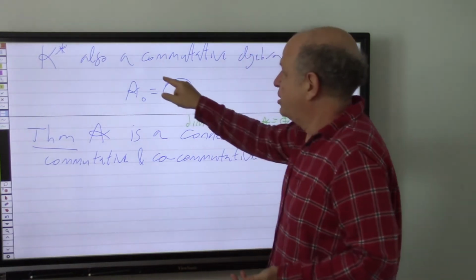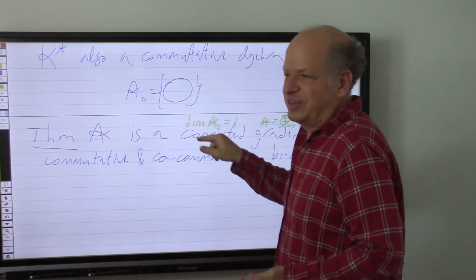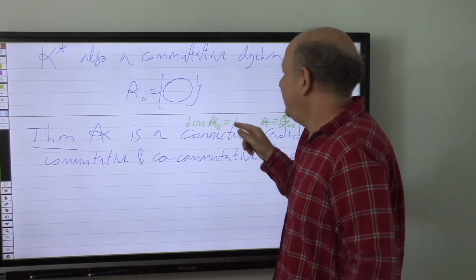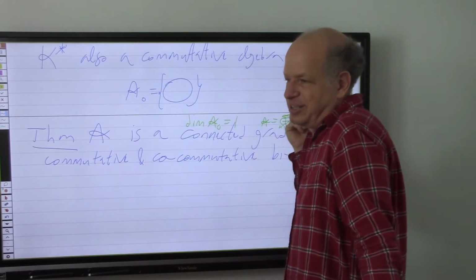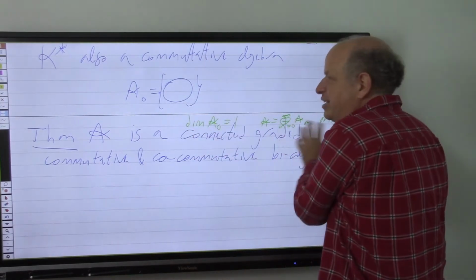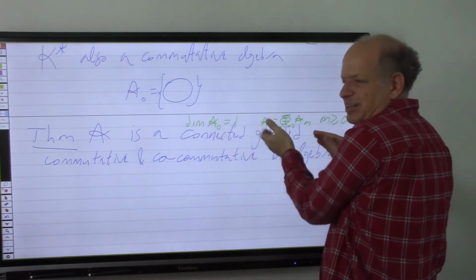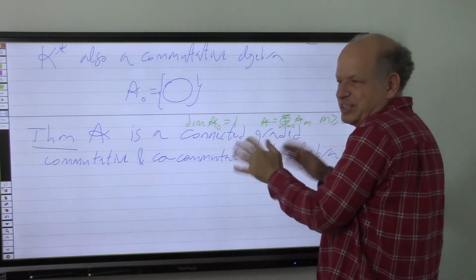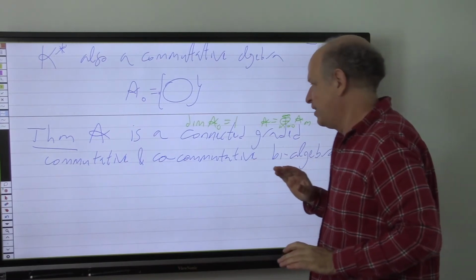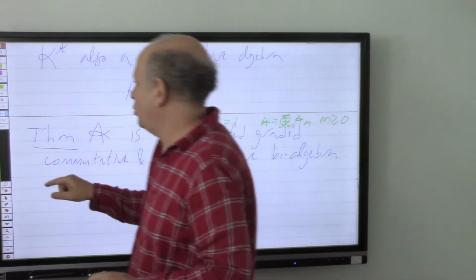The empty chord diagram, no chords, and no relations. So it's a one-dimensional space. Okay, so this is completely trivial. The connected and graded are just empty statements, but it's good to put them. Now, what does commutative and co-commutative mean?